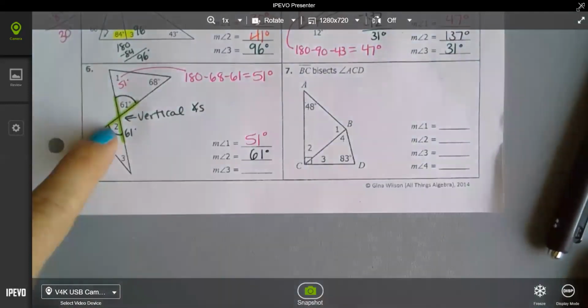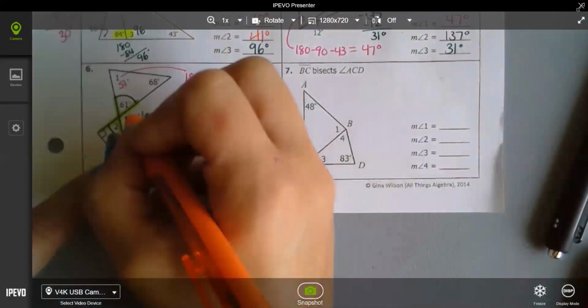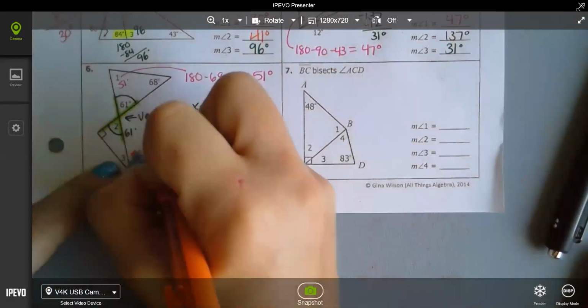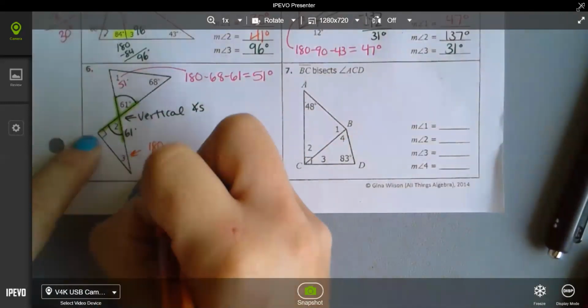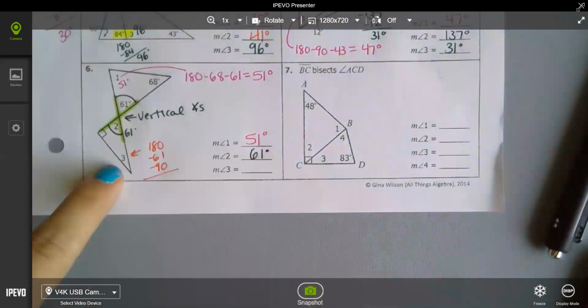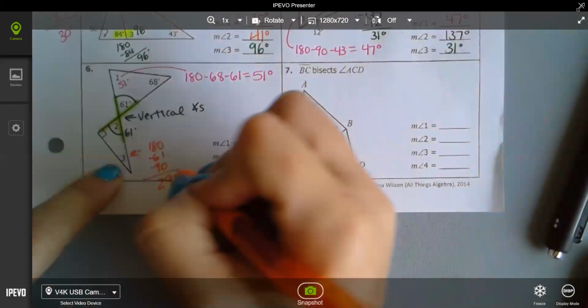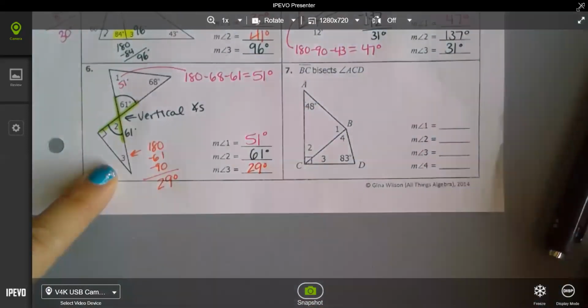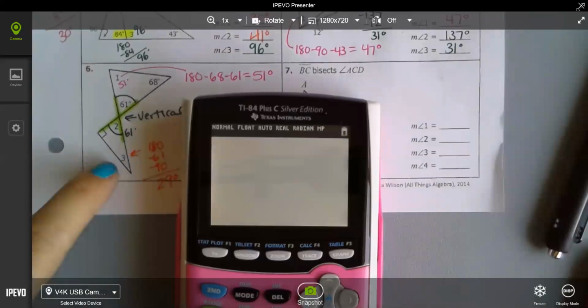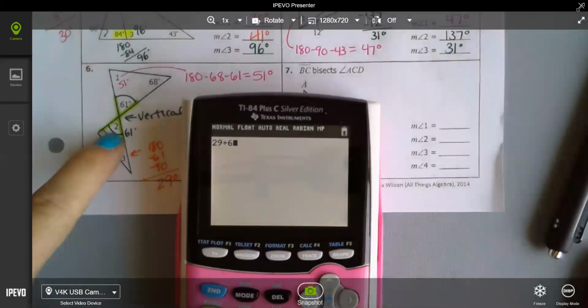And now I know that one's 61. I know that that's 90. So now we can figure out number 3. So 180, subtract away the 61, subtract away the 90, and we are left with 29 degrees. So that means that angle 3 is 29 degrees. And remember, you can check it. 29 plus 61 plus 90, that better be 180 degrees. Yep.